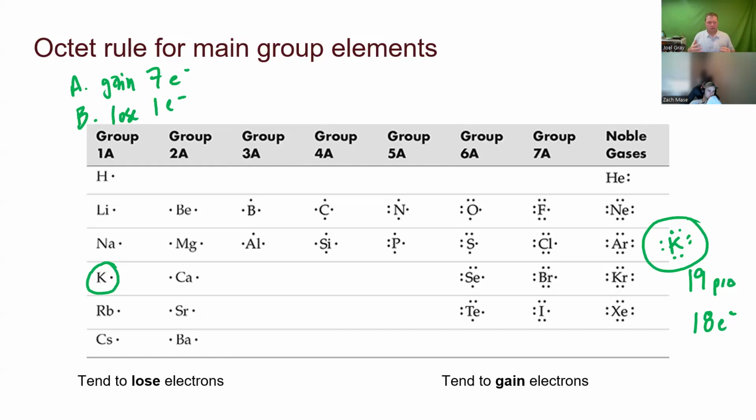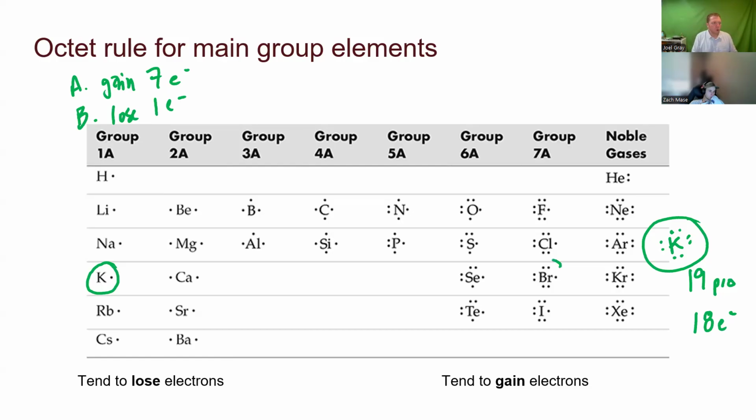So effectively, potassium has just a greater number of protons than it has electrons, and potassium's going to have a positive charge. Is that a problem? No. Its electron configuration is a stable electron configuration, the same as argon.